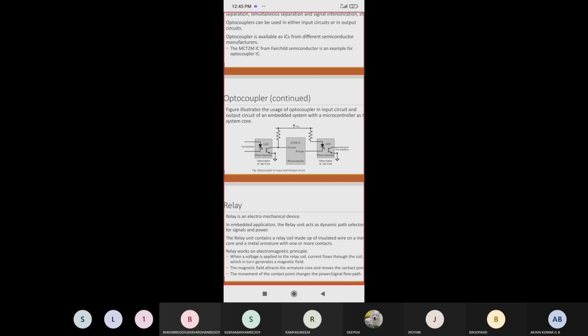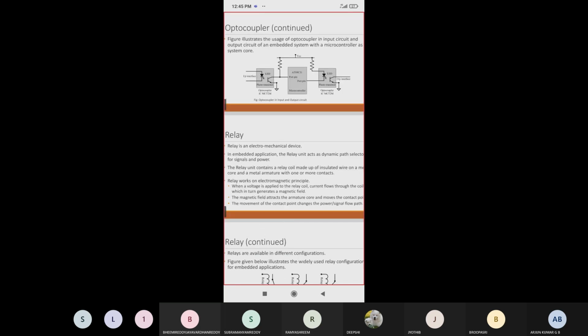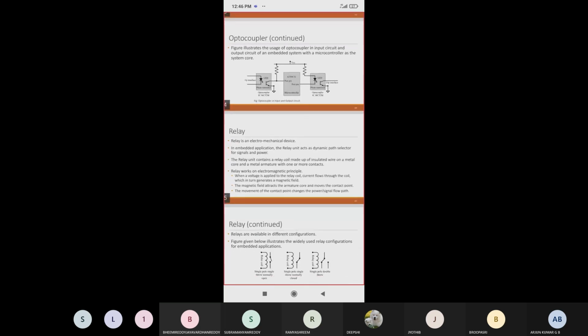Okay, next is the relay. A relay is an electromechanical device. In embedded system applications, the relay unit acts as a dynamic path selector for signal and power flow. A relay is nothing but an electromechanical switch to turn on or turn off. It makes the path, otherwise it disconnects the path for flowing the power or the signals. That is what we call using the relay.